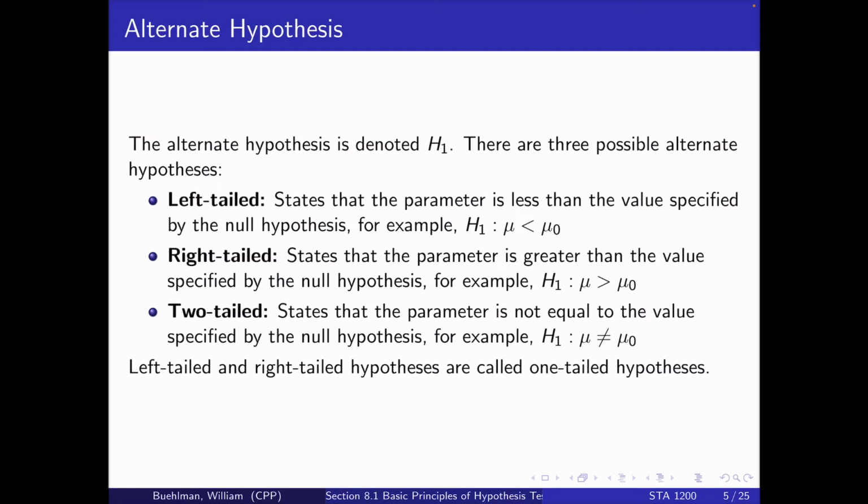There are three possible alternative hypotheses. Left-tailed states that the parameter is less than the value specified by the null hypothesis. For example, H1: mu is less than mu naught. Right-tailed states that the parameter is greater than the value specified by the null hypothesis. For example, H1: mu is greater than mu naught. Two-tailed states that the parameter is not equal to the value specified by the null hypothesis. For example, H1: mu is not equal to mu naught. Left-tailed and right-tailed hypotheses are also called one-tailed tests.